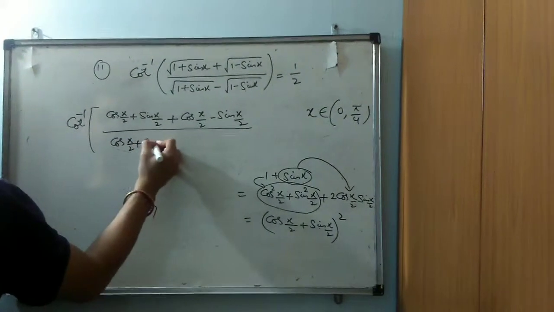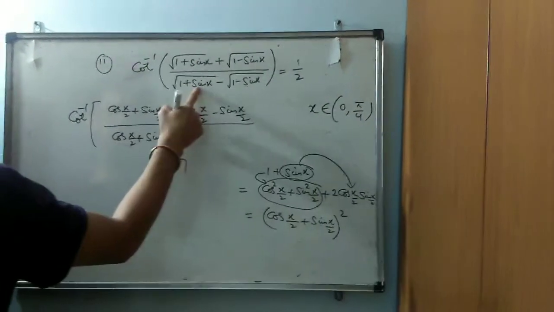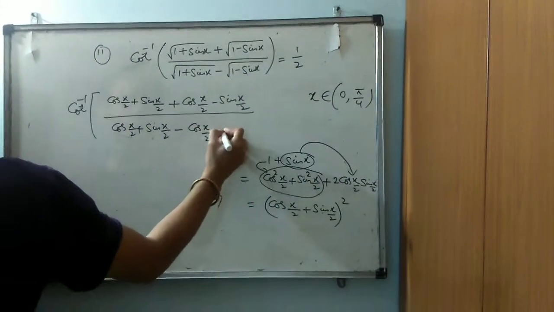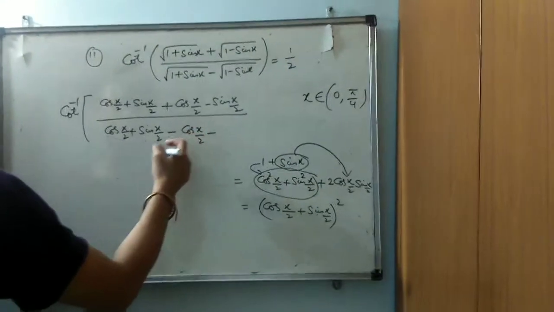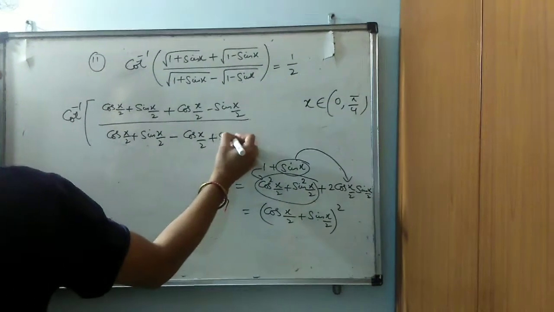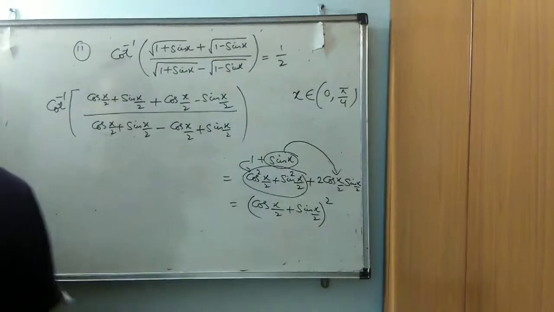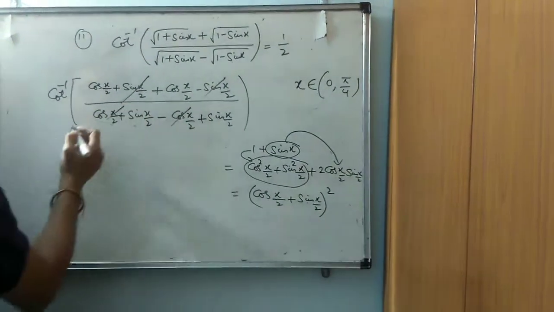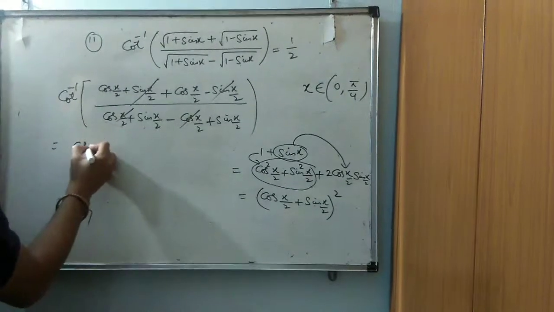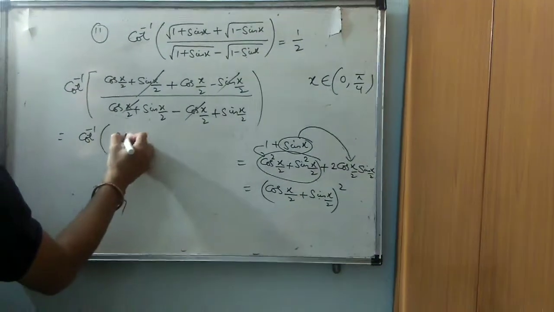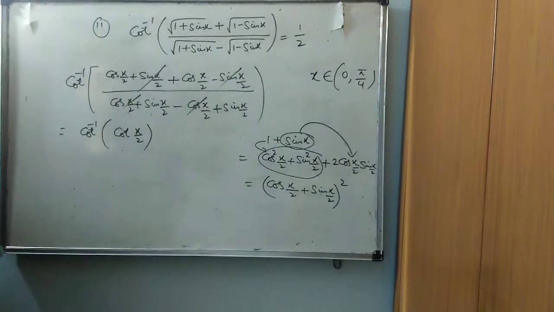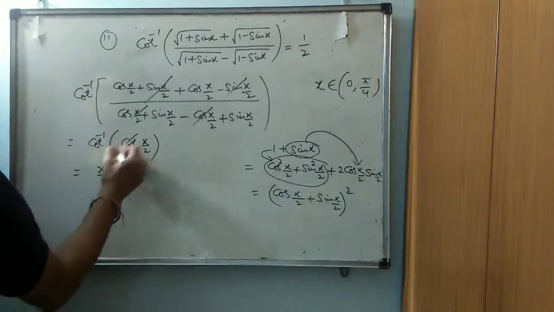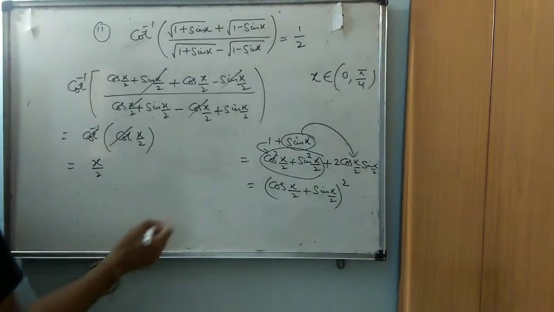In the denominator we have cos x by 2 plus sin x by 2. After the minus, the sign will change. Therefore cos x by 2 minus sin x by 2 will become minus cos x by 2 plus sin x by 2. On simplification, we are getting cot inverse cot x by 2. Now, this will be equal to x by 2 if it is lying in its range.